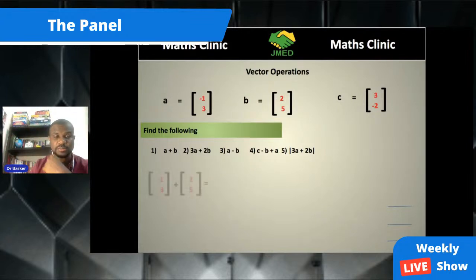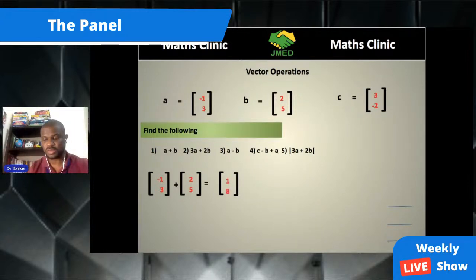So let's work through some of these. I'm not going to spend too much time on it. A plus B just means put A and B together and work that out. So we get 1 and 8. Very straightforward. You can have a look at this again if you think I'm going too fast, but it's matrices, so I think you should be able to see where we're going with this.